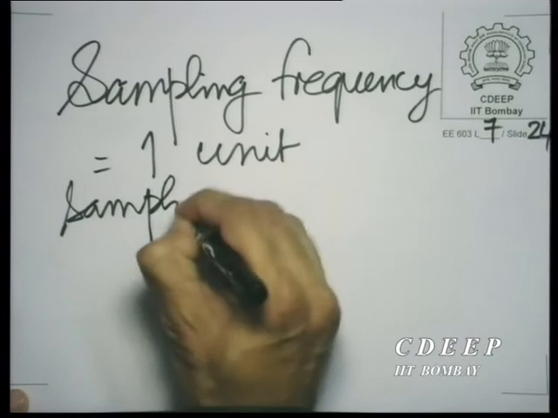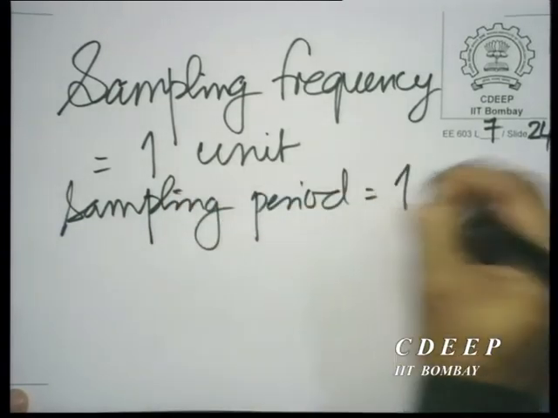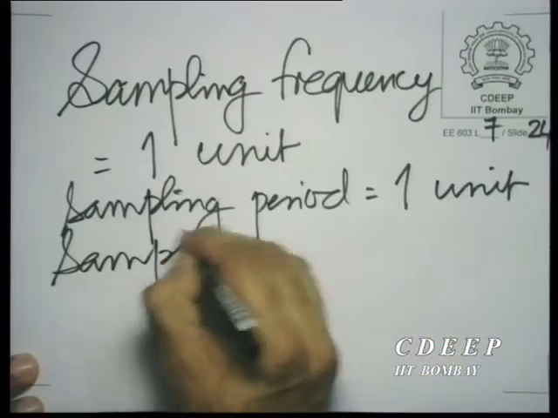So, you can always choose your unit, and therefore, of course, the sampling period is also 1 unit, obviously. It is the reciprocal of the frequency. Of course, these are units of different quantities. Sampling frequency has units of frequency, and sampling periods have units of time. So, therefore, the sampling angular frequency becomes 2 pi times 1 unit.